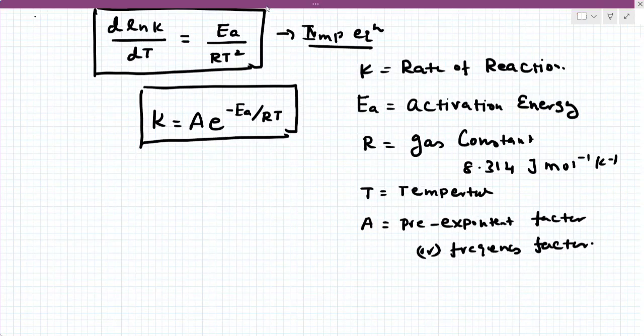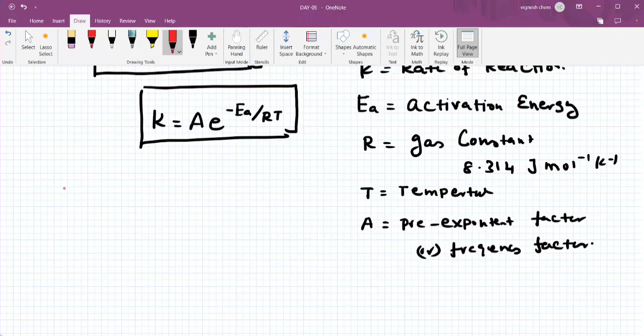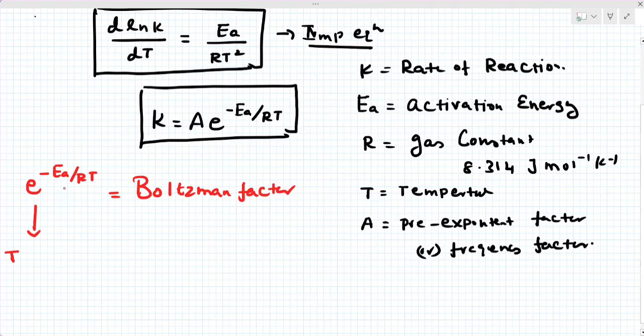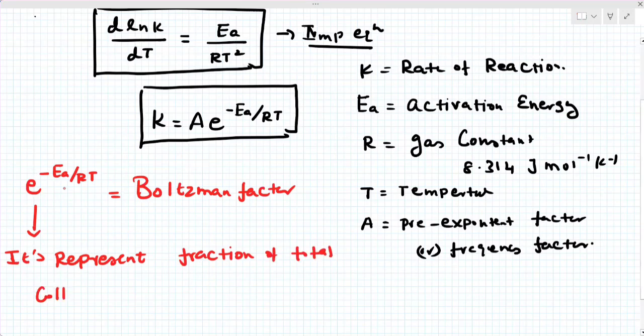Now note. Please note. What is the term e power minus Ea by RT? That is equal to the Boltzmann factor. Okay. So what does it represent? It represents the fraction of total collisions which are effective.